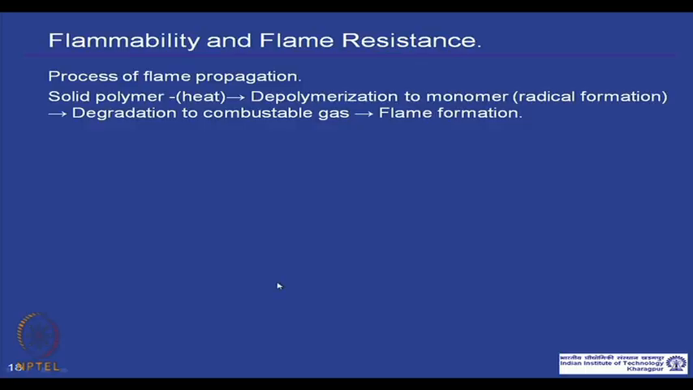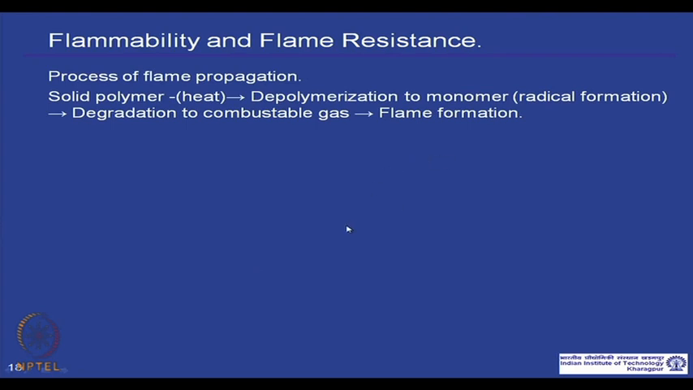Okay, let us go to the next property, which is flammability, or the flame and flame resistance properties of a polymer. Again, this will be just briefed; we will have a brief discussion on these and subsequent properties. When you put fire on a polymeric material, it depolymerizes to monomer and degrades to combustible gas, and in the presence of heat it forms flame and burns. That is the origin of flammability of polymer material.